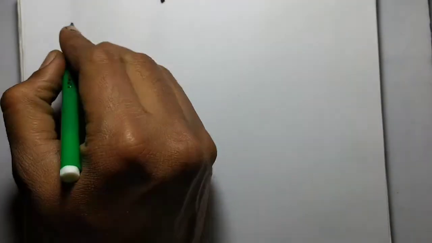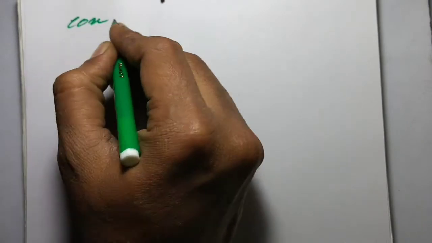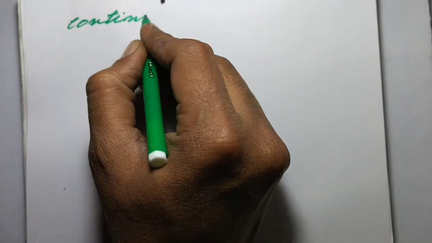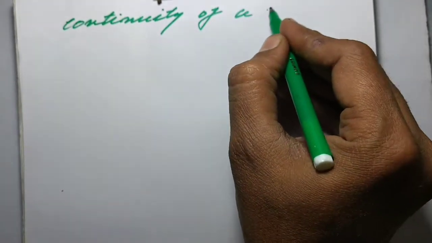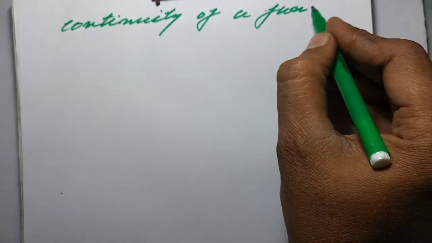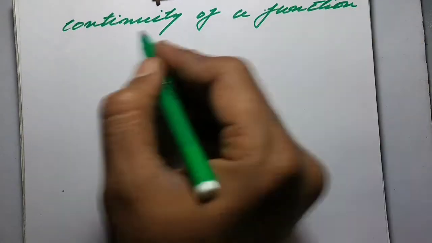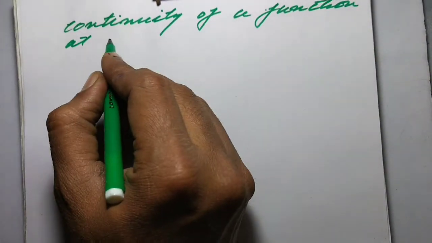In my previous video, I have discussed the basic concept of limit and left-hand limit and right-hand limit. Now in this segment, I'm going to discuss the continuity of a function at a point. So let us start. Continuity of a function at a point.